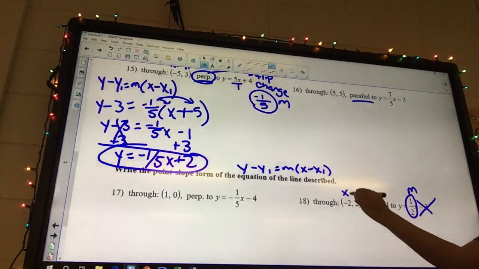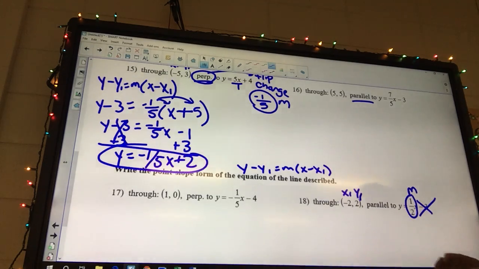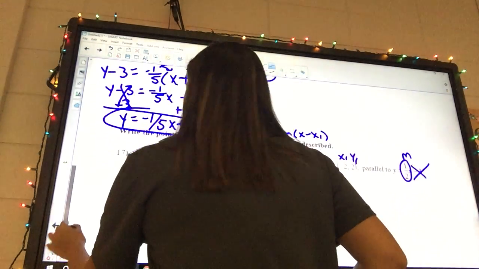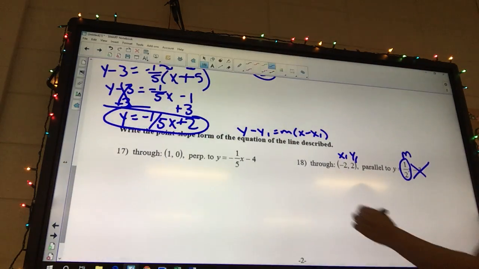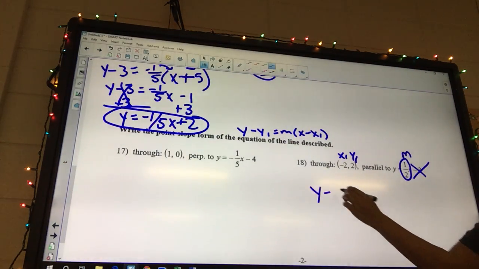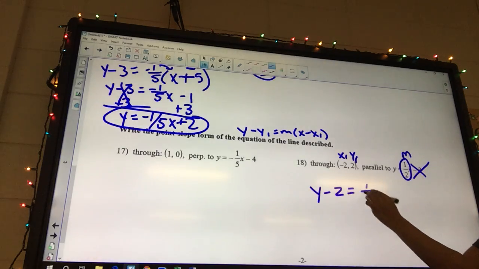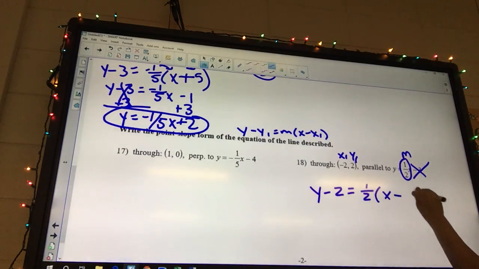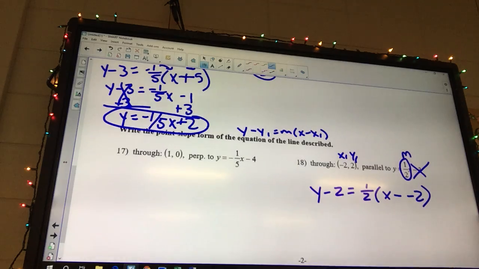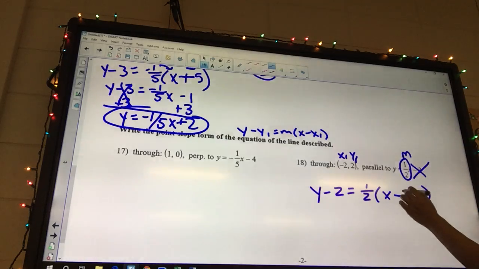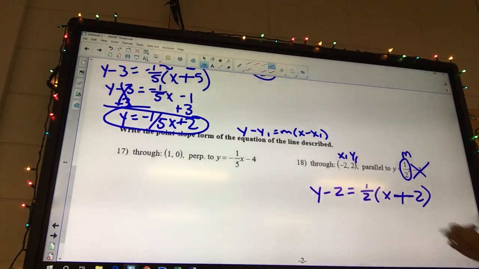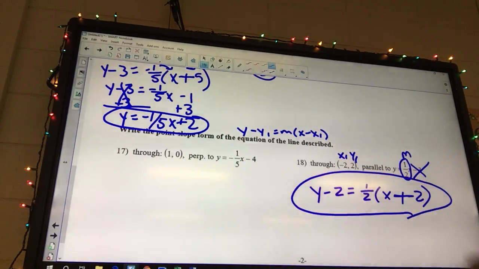Okay, and this is what we've got. Well, I got an x1, y1. Okay, so it's going to be y minus 2. My m is 1/2. X minus, my x1 is negative 2. Are we done or we need to keep going? I think you're good. We're done. Except for we need to change this minus minus to a plus. But we're done. Why make it a plus?